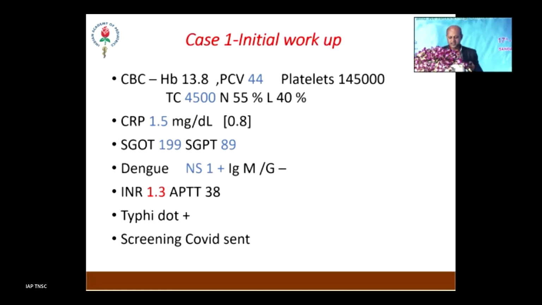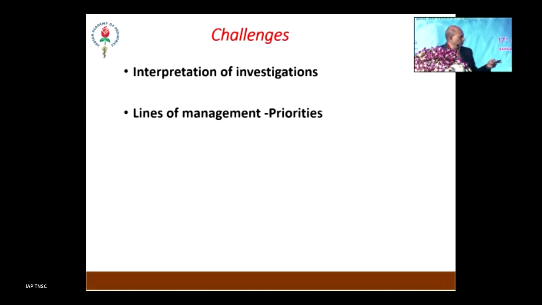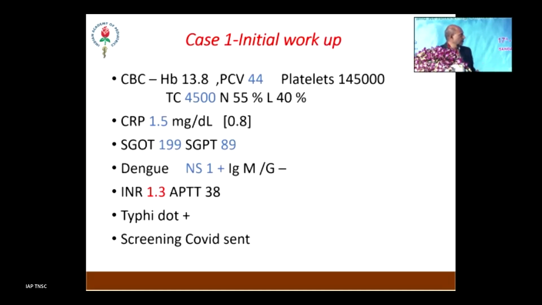So with that, this child was investigated. Look at the hematocrit: Hb is 13.8, hematocrit is 44, leukopenia with lymphocytes of 40%, and CRP was normal, mild elevation of SGOT, SGPT. Dengue NS1 antigen was done, which is positive. INR is 1.3 and Typhidot test is also positive. Since it is a pandemic of COVID-19, we sent a COVID RT-PCR. The thing here is what the challenges are when you look at these investigations.